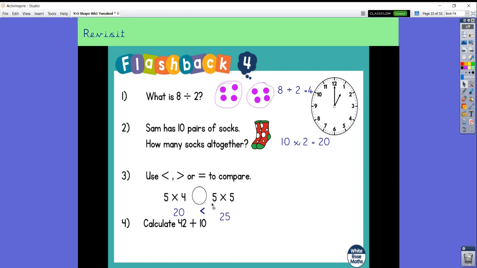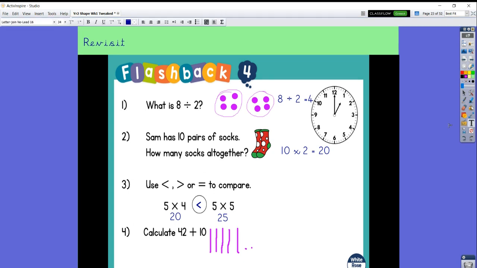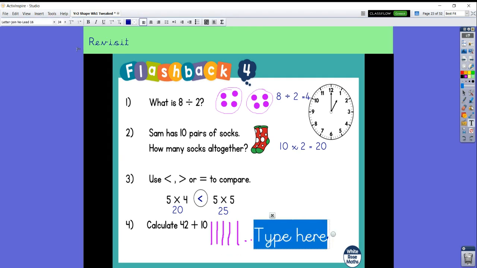Here we go. And our final question here says, can you calculate 42 add 10? 42 and 10 more. Let's have a go at just drawing that using our tens. So 42 has 4 tens and it has 2 ones. I'm going to add 10 more, so I'm going to just add another 10 on. So 42 add 10 more is 52. That's big writing. Let's make that smaller now. So 42 add 10 more equals 52.